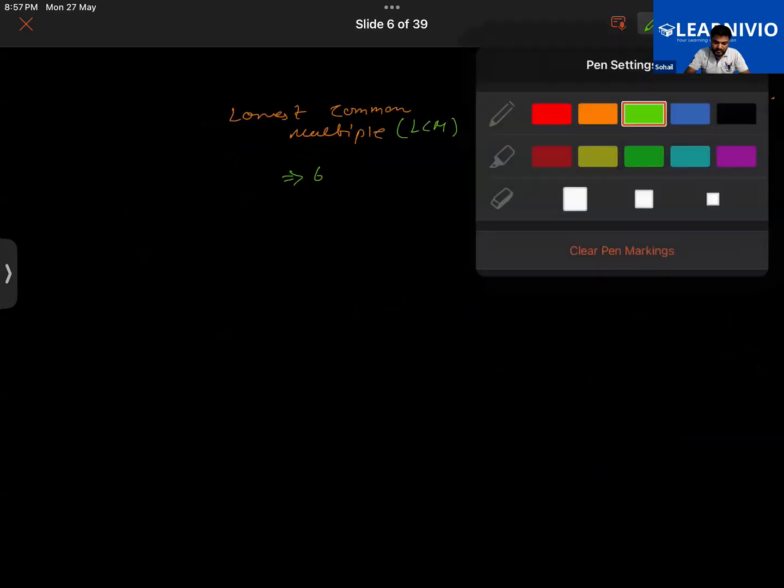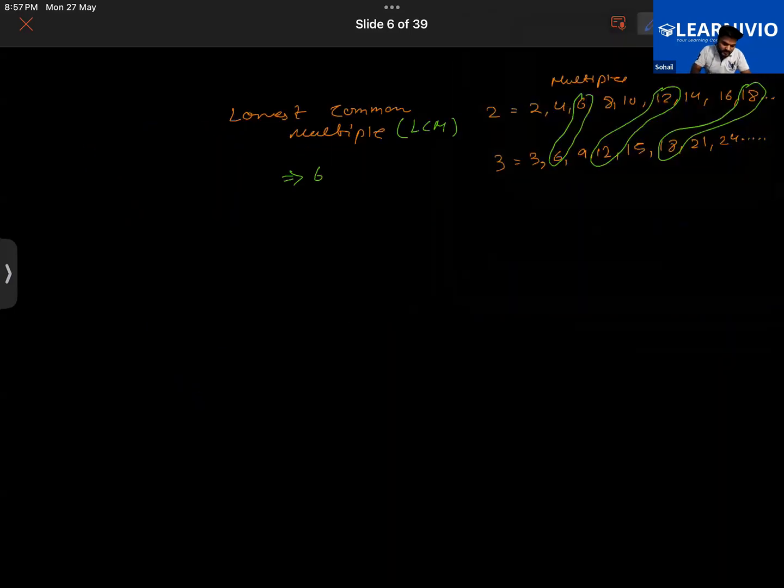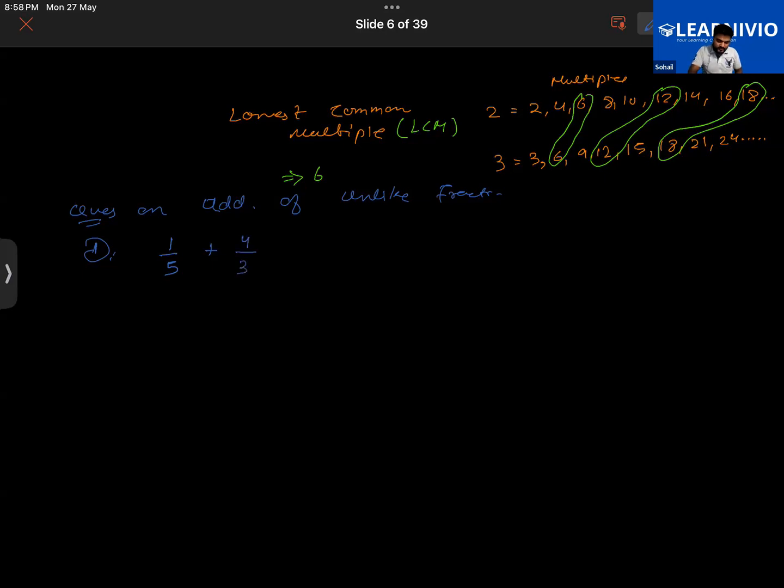Yes. Okay, so do a question and then we'll be moving on. Question on addition of unlike fractions. You have a question as follows. The first question, let's say you have the number 1 upon 5 added to 4 upon 3. Both of them are unlike fractions. You have to add them. What is the first step you are going to do? Tell me.